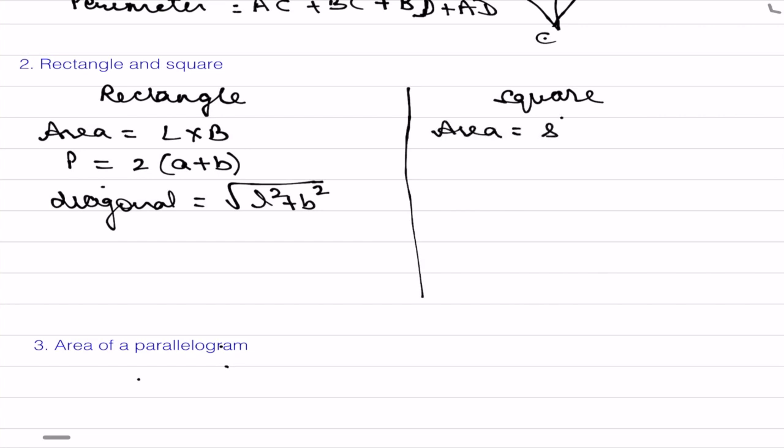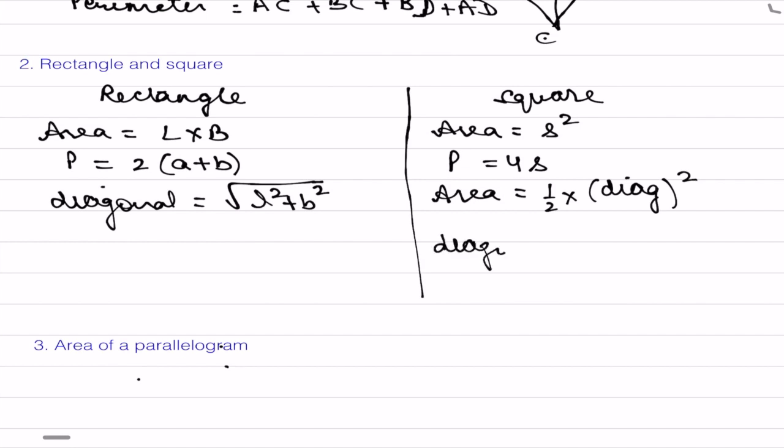Now come to the square. Area of the square is side square. Perimeter is 4S because all the sides of a square are equal. And another formula for the area of the square is half into diagonal square. The lengths of the diagonals of a square are always equal. Suppose in a square the diagonal is given, then we will use the formula half into diagonal square. Next, the diagonal of the square formula is root 2 into S. S means the side of the square.